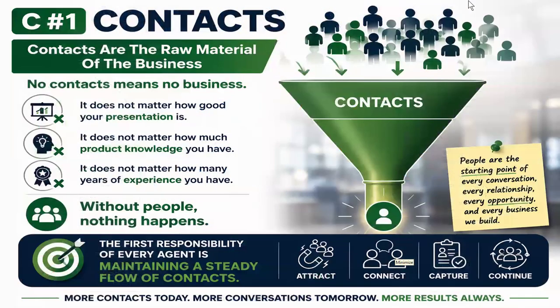So the first C is contacts, guys, and this is your raw material. If you were a factory, this is your raw material that you're bringing in. No contacts means no business. Pretty easy to understand. Doesn't matter how good the presentation is, does not matter how much product knowledge you have, it does not matter how many years of experience you have. If nobody hears or sees you, doesn't matter, right? Without people, nothing happens. So contacts is the top of your formula.